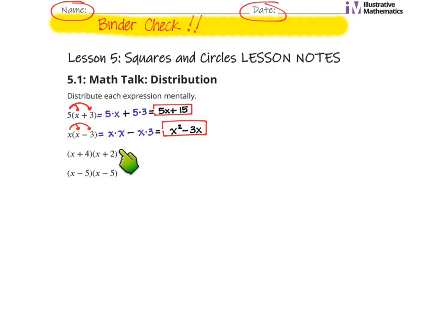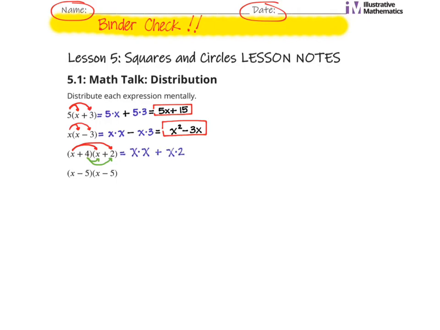This third one, we've got two binomials, x plus 4 and x plus 2. And we're going to distribute this first binomial, x plus 4, into the second binomial, which means we're going to multiply the x in the first one times both the x and then the 2. After we do that, we're going to take the 4 and we're going to multiply it times the x and then times the 2. And then we're going to collect like terms and simplify. Pause the video, try it, and see how you did.